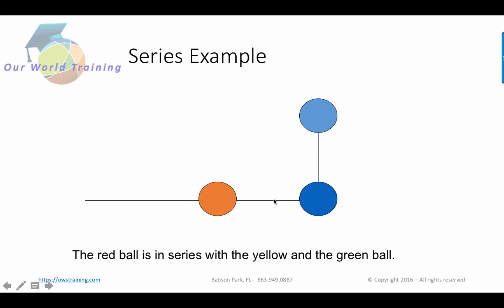You see that there's a single path. And if this was a circuit, there would be no way for electricity to get directly from this orange to this light blue and back to the dark blue. For electricity to flow, we have to go through the orange, the dark blue, and the light blue.